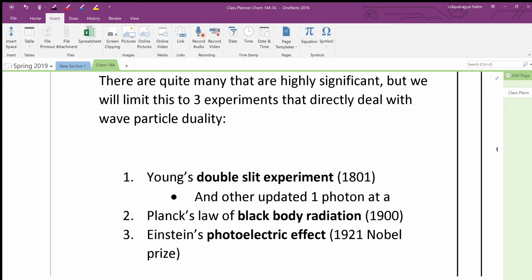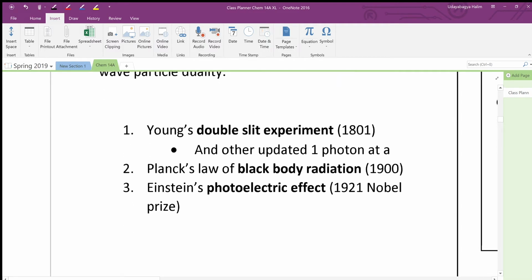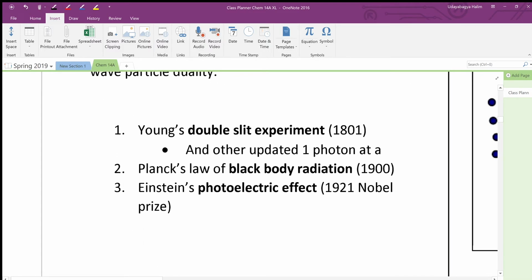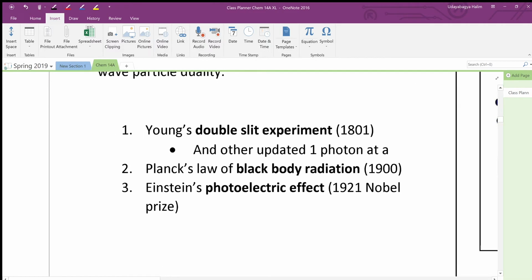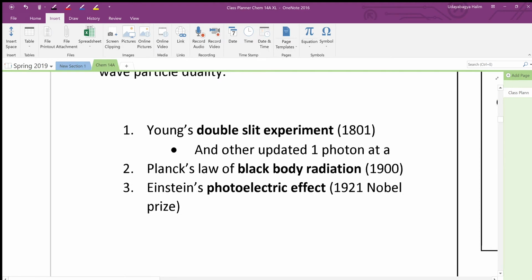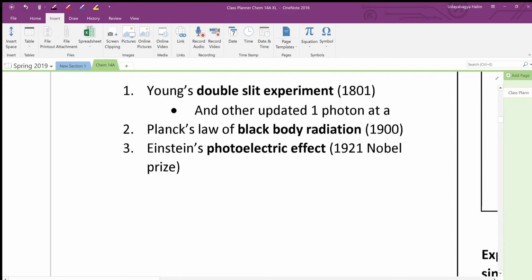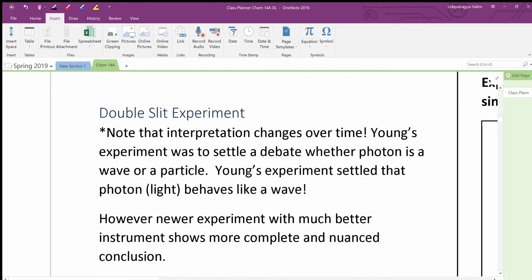I kind of want to get through a few of these, and certainly the double slit one, just because that's one of the most important ones. And then we'll go into the rest and what the contributions in each one are as well. So the first one is the double slit experiment.